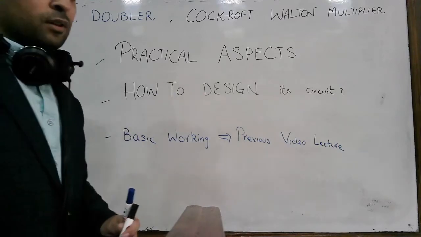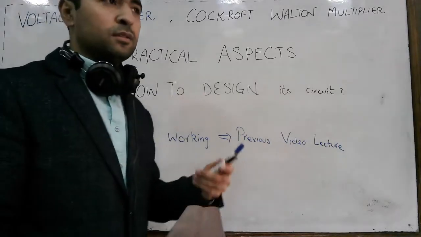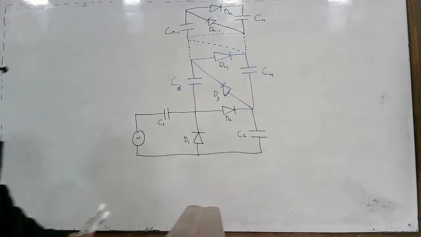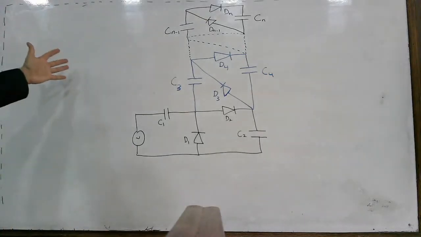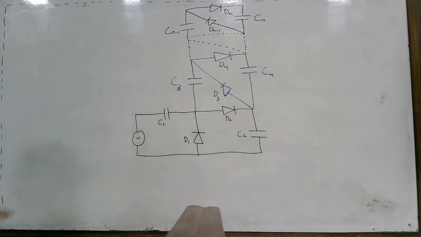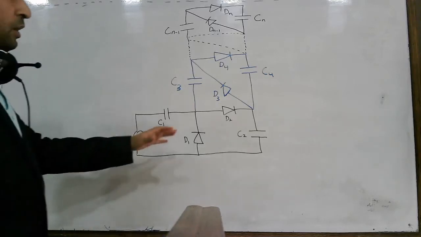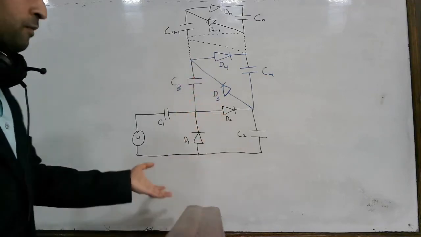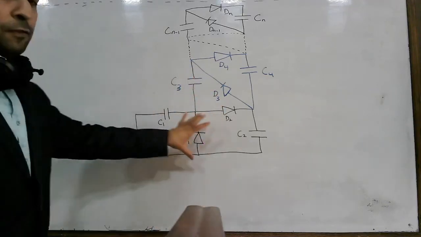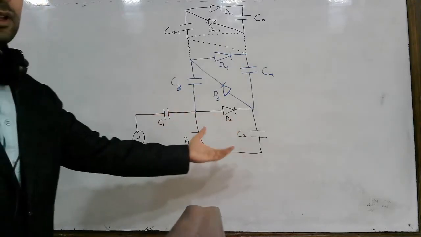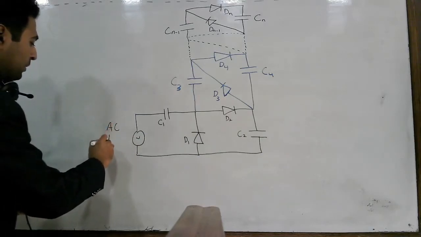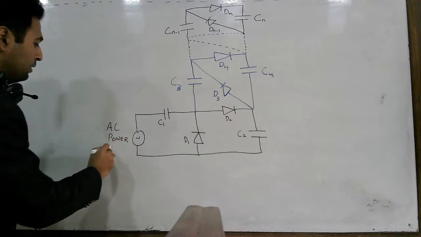So let's start with some basic revision of the circuit of the Cockcroft-Walton multiplier circuit. Here, as a review, the basic circuit of the Cockcroft-Walton multiplier circuit is represented. As I told you in the previous lecture, we have these stages of the Cockcroft-Walton multiplier circuit. This is the first stage where you achieve the doubled voltage, and here we have the AC power source, AC power at the input.